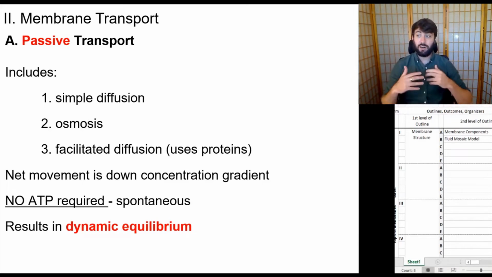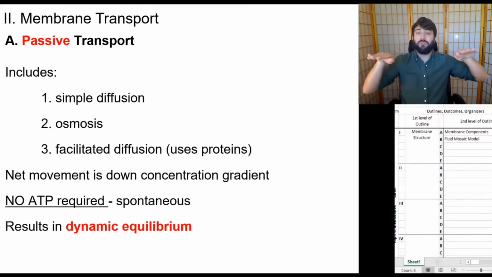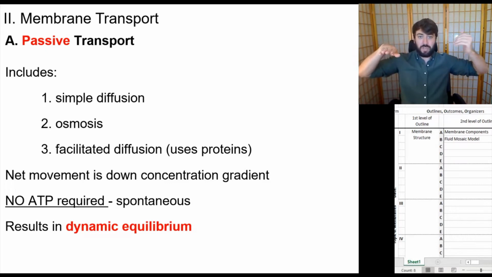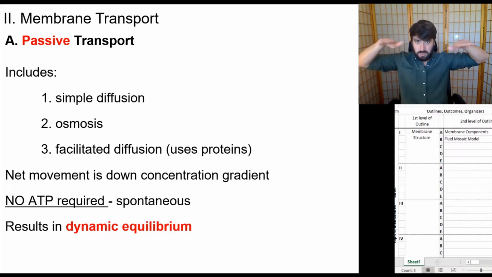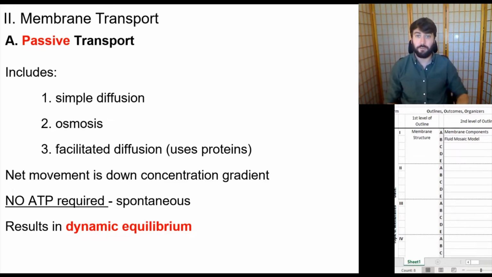These things will also keep happening until you reach a dynamic equilibrium, which means there's still going to be movement back and forth, but the net movement is about zero. So you're still going to have two going this way and two going that way, but it's going to be about equal. All the levels are going to even out.